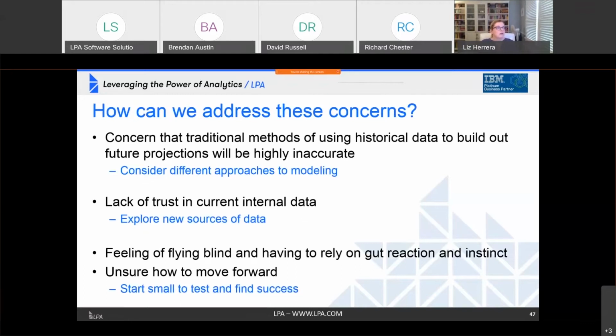So what we think we can do to address some of this, and this is not an exhaustive list, it's just a handful of examples. The first thing we can do is think about different approaches to modeling, and I'll talk about what those are. It's kind of using some oldies but goodies in a different way. With regard to the lack of trust in the internal data that folks have, we can explore external data sets to pull in that might make sense. And then, for that lack of confidence moving forward, starting small and finding some success. We have a good recommendation for how you can actually test something out to see if it helps.